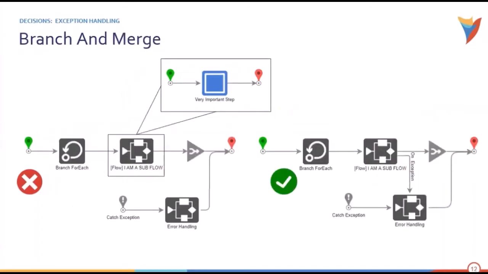Next, we have branch and merge. So this is another commonly seen error handling pattern in decisions. Flows in a branch exiting early due to an exception cause an issue if they are picked up by general error handling. Because the execution will jump into the catch exception step, it can bypass the merge step, leaving the other branches stuck. Always make sure that flows running in a branch have error handling that allows every branch to complete.